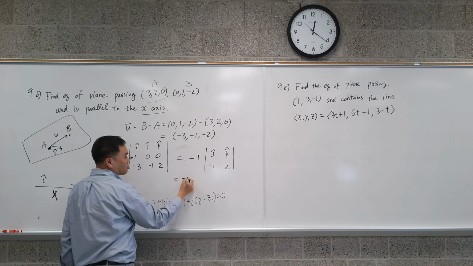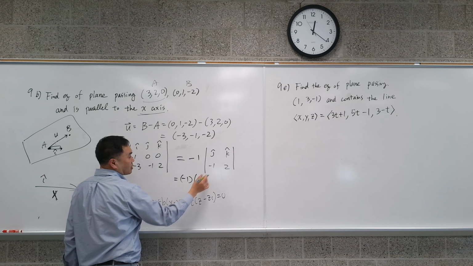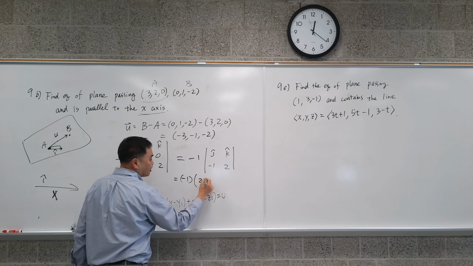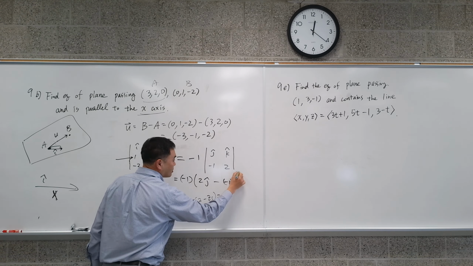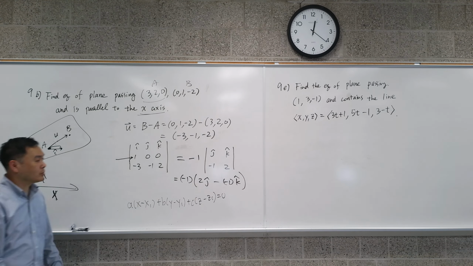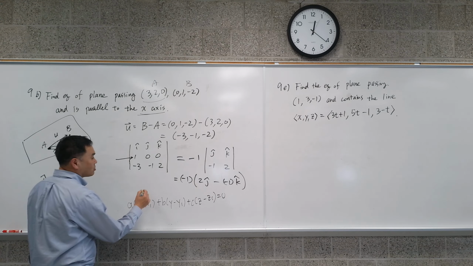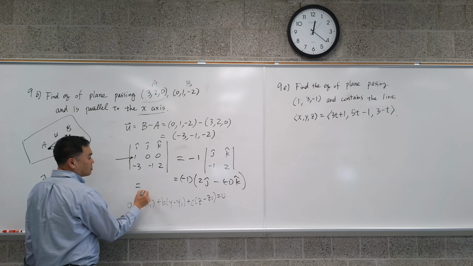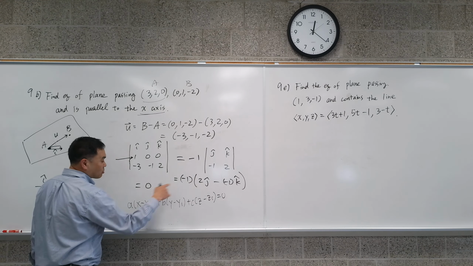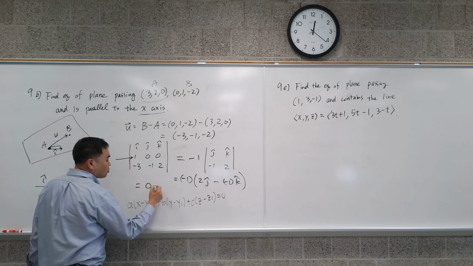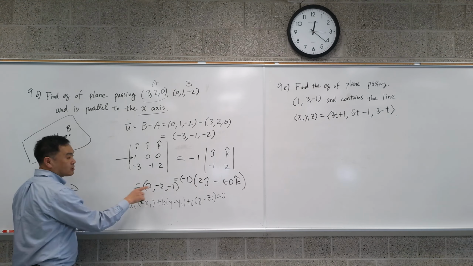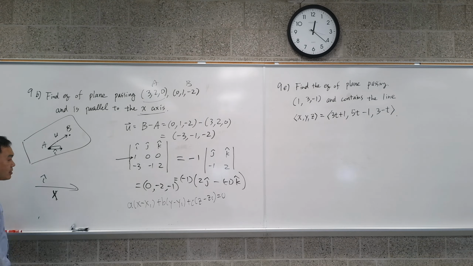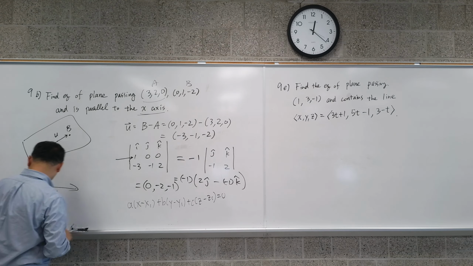So that gives you negative 1 times (-2 times j minus -1 times k). Right? It's ad minus bc. Okay, so that's going to give you 0i. There's no i here, so it's 0i, -2j, and -1k. That's going to be your a, b, c.